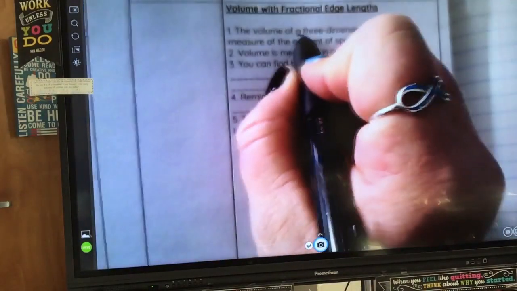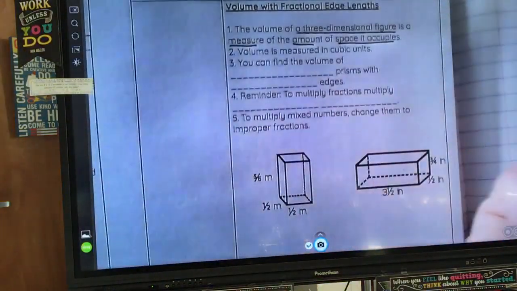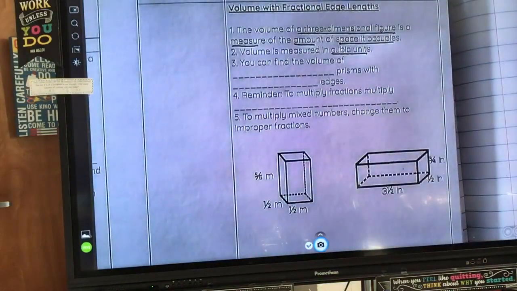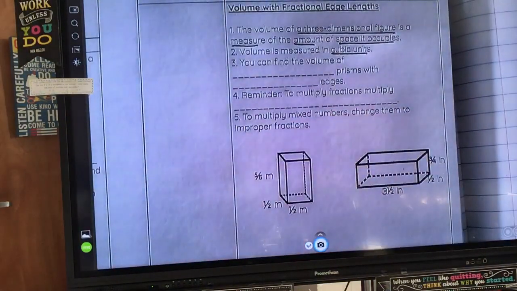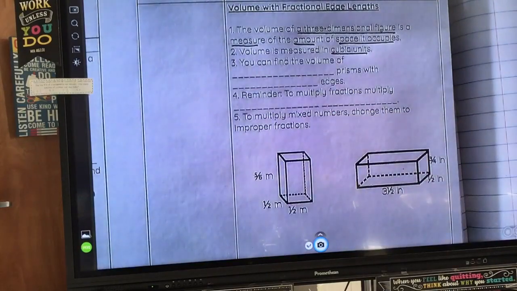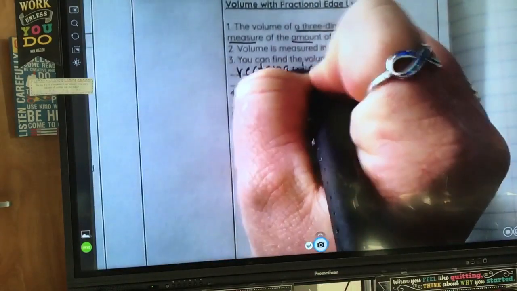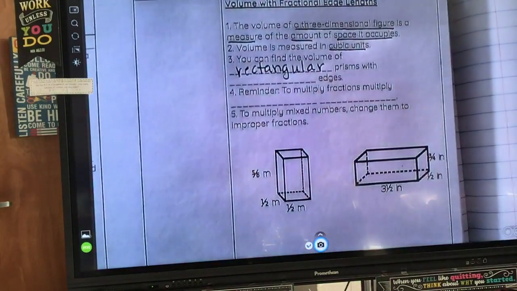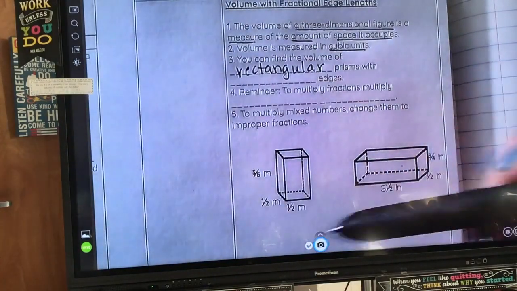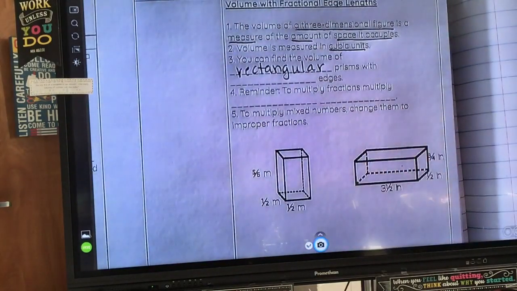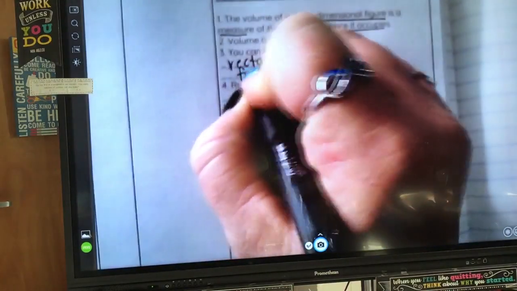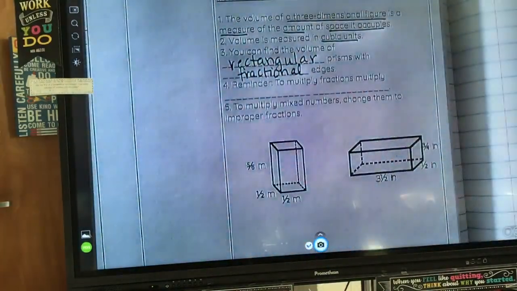So volume of a 3D figure is the measure of amount of space that it occupies. We measure it in cubic units, and then you can find the volume of what? What are these two shapes? Emily? Rectangular prisms with, and then look at the numbers on the side. What are they? Aiden? Fractions. So we'll call this fractional edges. Alright?